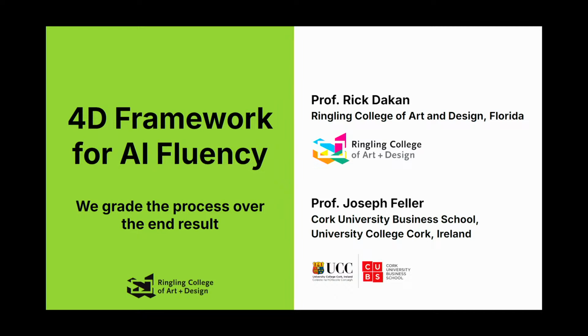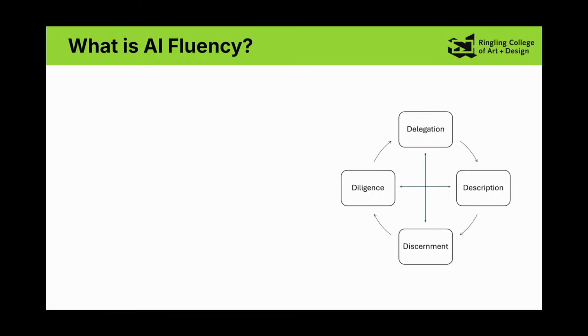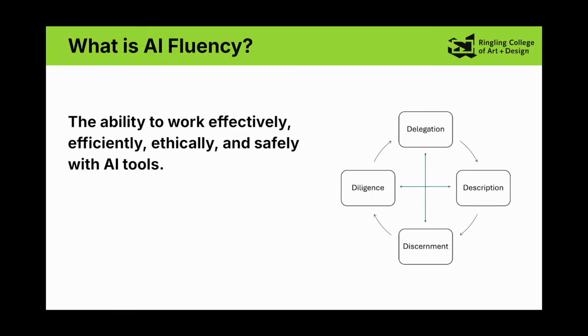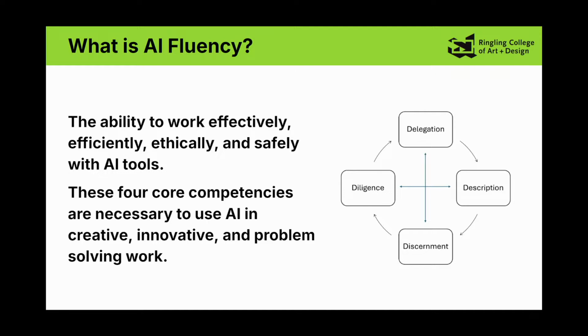So we developed what we call the 4D framework for AI Fluency. And this is the basis for all of my AI courses. It's the basis for his courses over in Ireland as well. And we're working to sort of spread that out. And so this is our approach. So what do we mean by AI fluency? Our definition is it's the ability to work effectively, efficiently, ethically, and safely with AI tools, right? And we think these are our 4Ds.